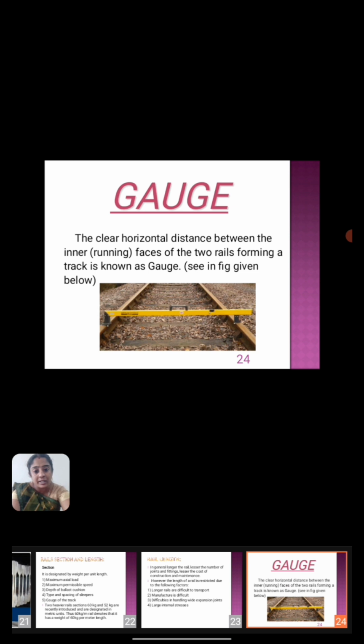And then it is the gauge. See in the diagram, the two rail sections are running parallel. The inner distance between these two rails is called the gauge distance.